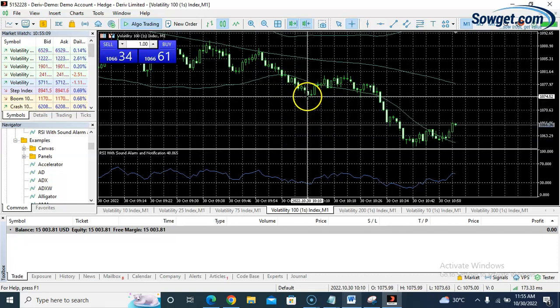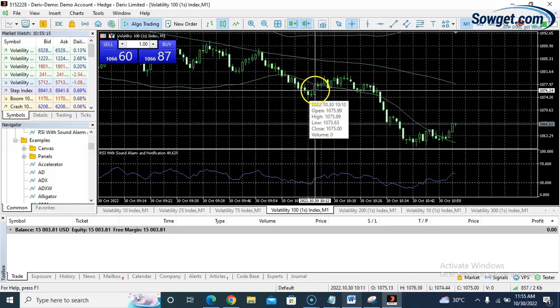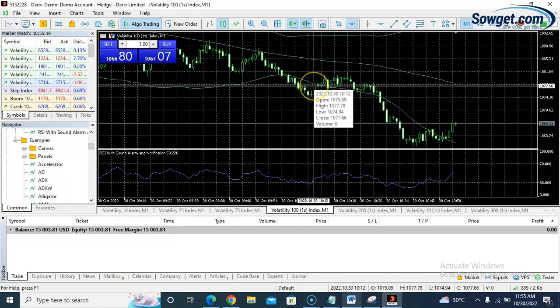Assuming we enter the trade here, our stop loss would have been here. Okay, so you can see that the trade reversed. Although the condition was met, it reversed here, which is just a one.